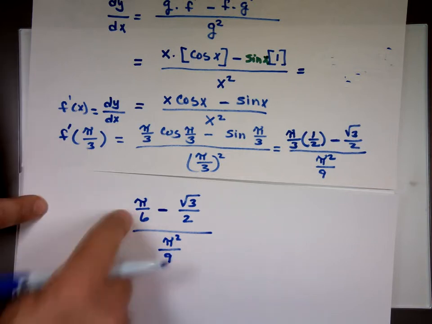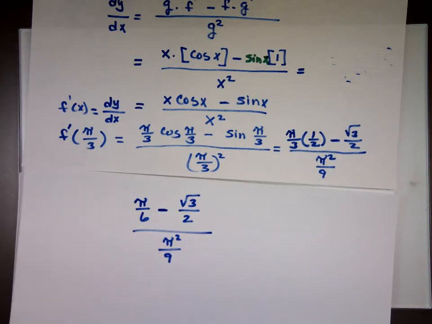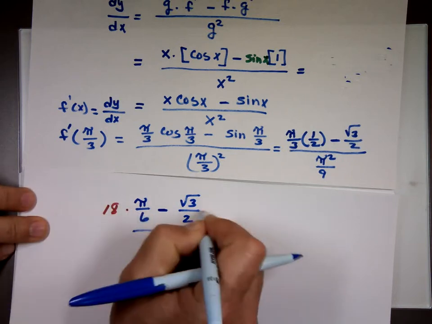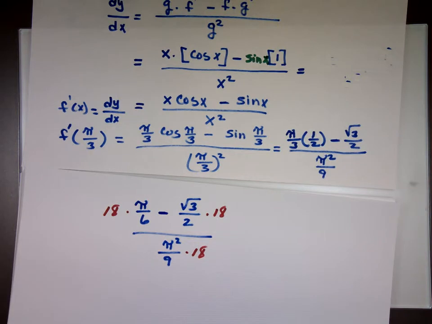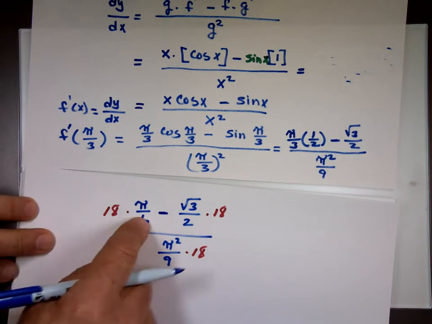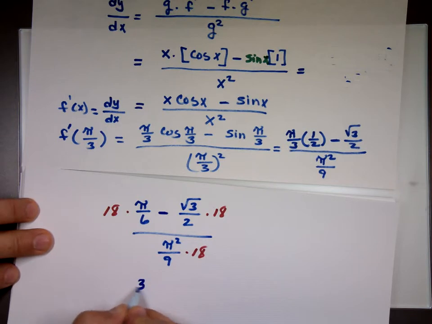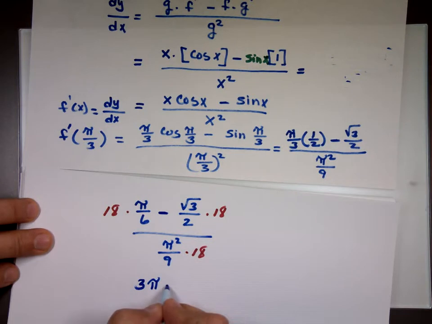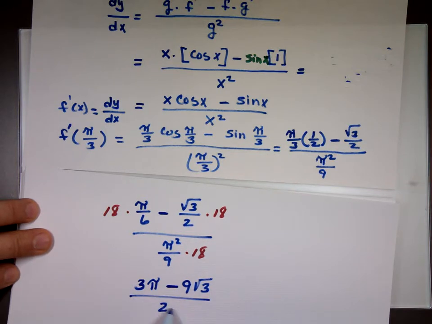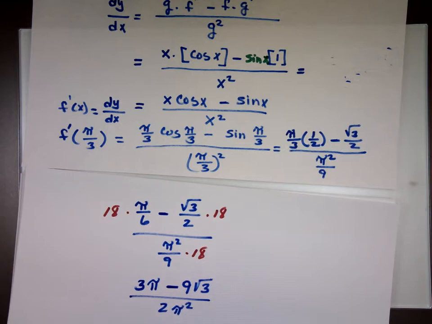Now we have three fractions, with 6, 2, and 9 in the bottom. What do you think the LCD for all three of them is? 18. I like that answer. Let's multiply by 18. 18 times pi over 6 becomes what? 3 pi, because the 6 and 18 simplify to 3. Minus 9 square root of 3, over what? 2 pi squared. That's probably the answer they want to see.